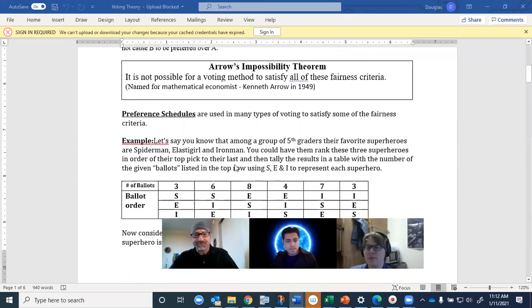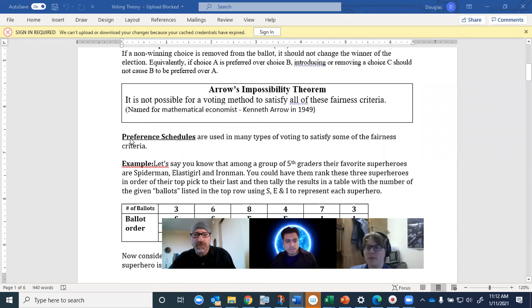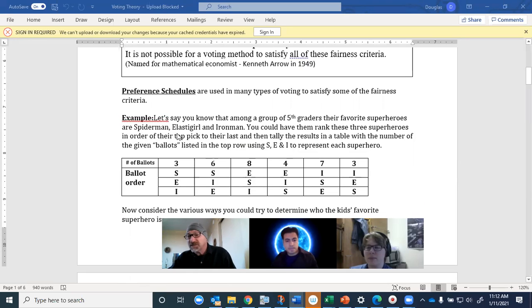But anyway, I want to show you what a preference schedule looks like. Consider that a group of fifth graders have as their favorite superheroes Spider-Man, Elastigirl, and Iron Man. You can have them rank these three superheroes in order from their top pick to their last, and then tally the results in a table with the number of the given ballots listed in the top row, using S, E, and I to represent each superhero.